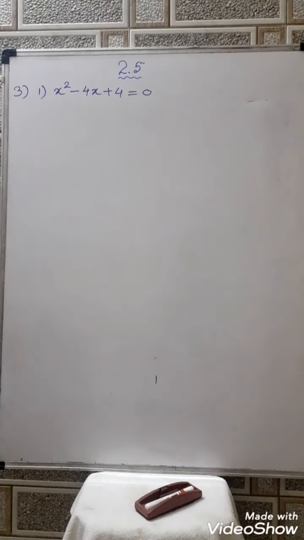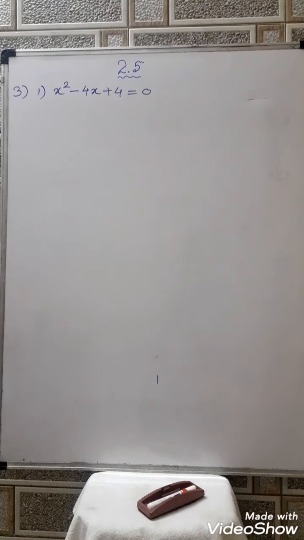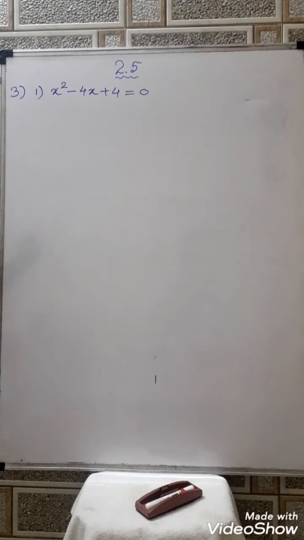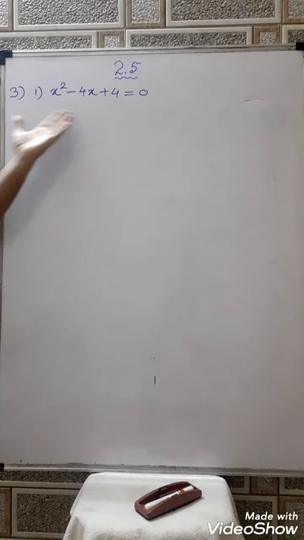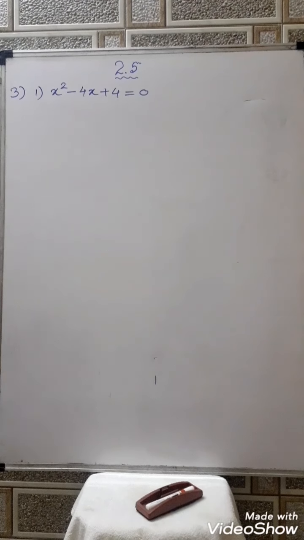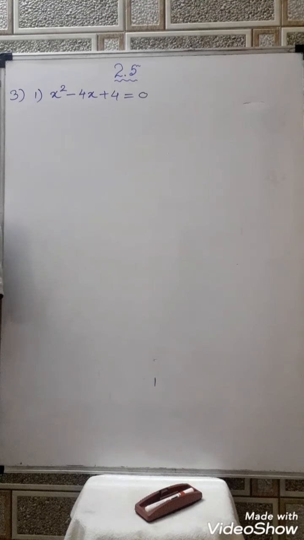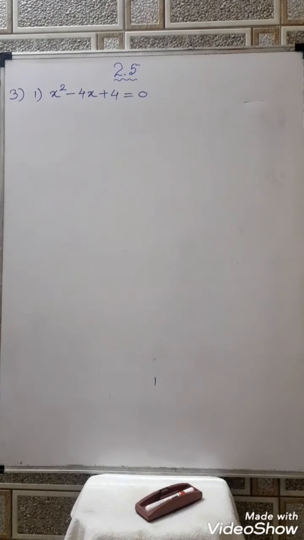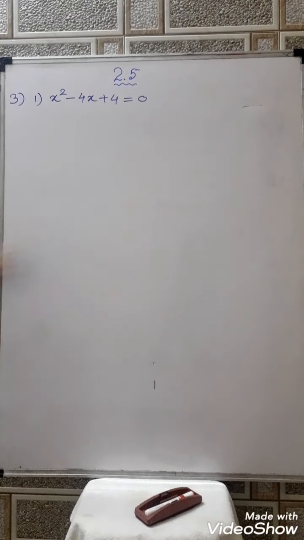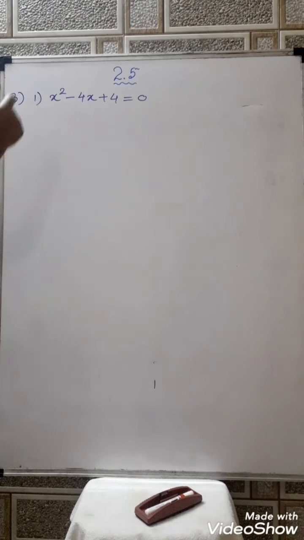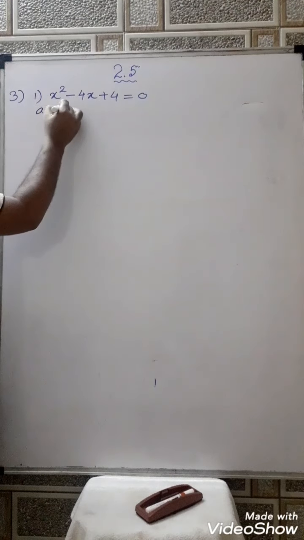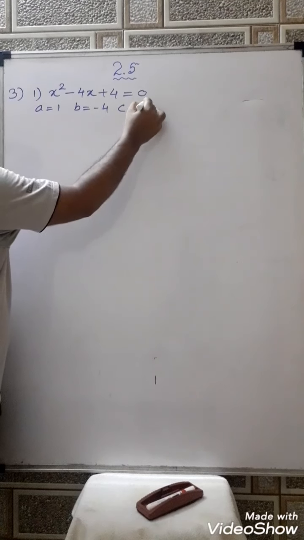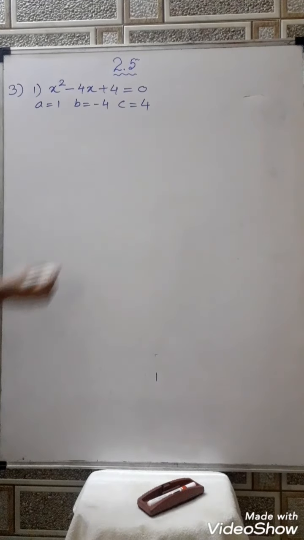Now the third one, the last part. You have seen how to find the discriminant. Now again we start with the same. First we find the discriminant and then we write down the nature, because it's already given how to find the discriminant and what the nature of the roots is. So first we write the value of a, it is 1. b is minus 4. And c equals 4.